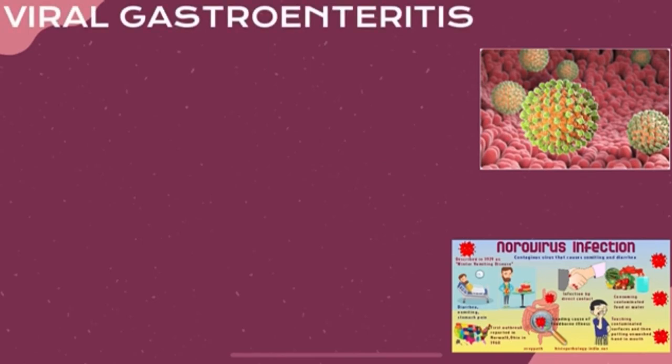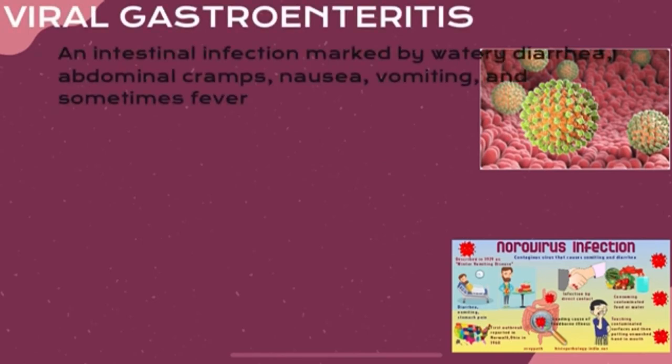Viral gastroenteritis. An intestinal infection marked by watery diarrhea, abdominal cramps, nausea or vomiting, and sometimes fever. The most common way to develop viral gastroenteritis is through contact with an infected person or by ingesting contaminated food or water.